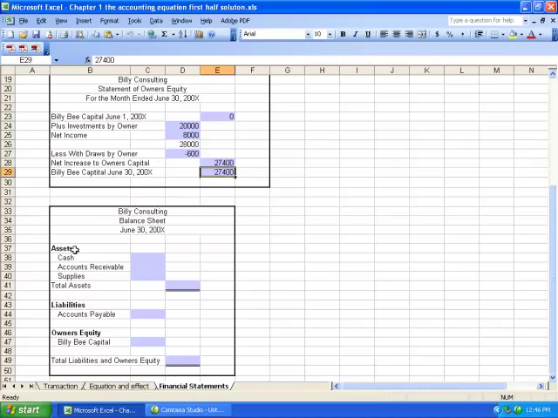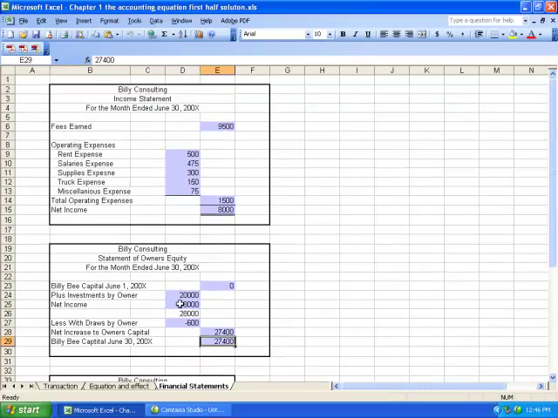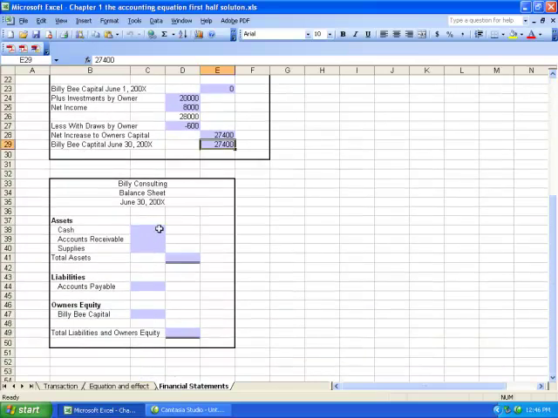So we see again that we have our heading, Billy Consulting. This is a balance sheet. Note the date here. The date on the balance sheet is always a specific date, a snapshot in time. Here's what our balance sheet looks like today. Tomorrow it will change, and it's not reporting information in a historical fashion like our income statement and statement of owner's equity, which let us know what happened over the period of time, in this case a month. The balance sheet is just saying, right now, here's what we've got.